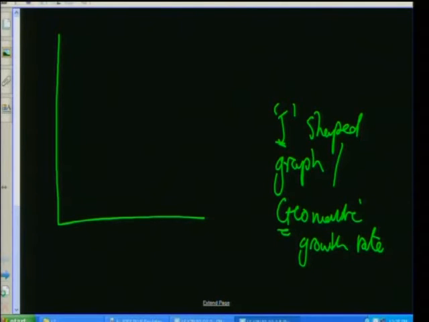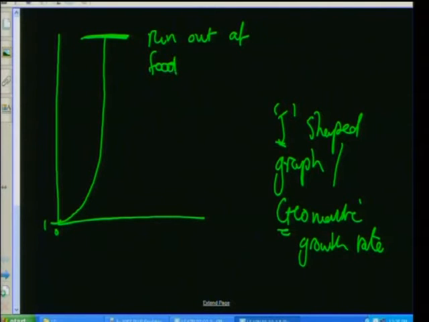And here we start off with just one little bacteria. And that one little bacteria becomes 2, becomes 4, becomes 8, becomes 16, becomes 32, and so it goes zhoosh. It's a J-shaped graph. And then they all die, hopefully. And this would be that they've run out of food, or they've poisoned, polluted their own environment.